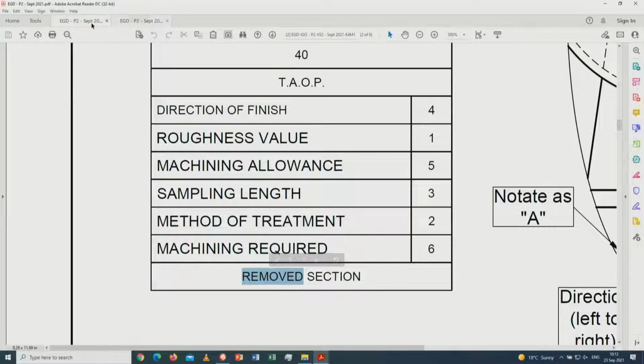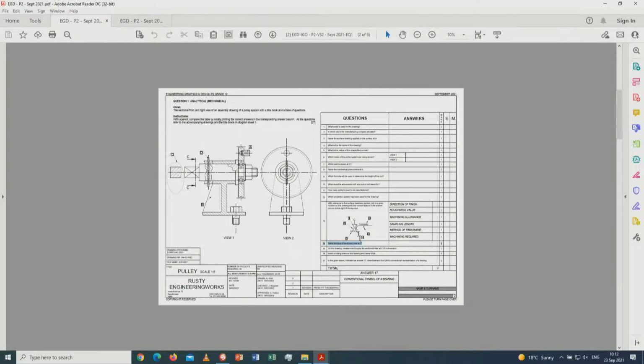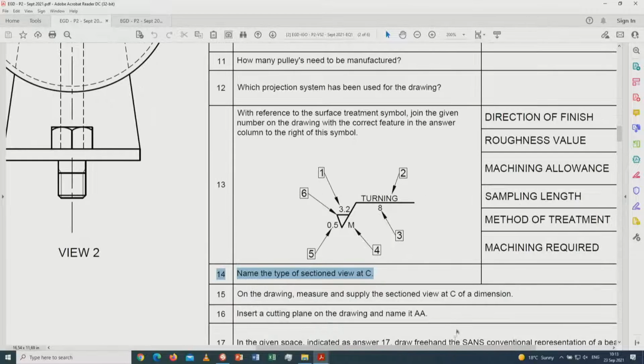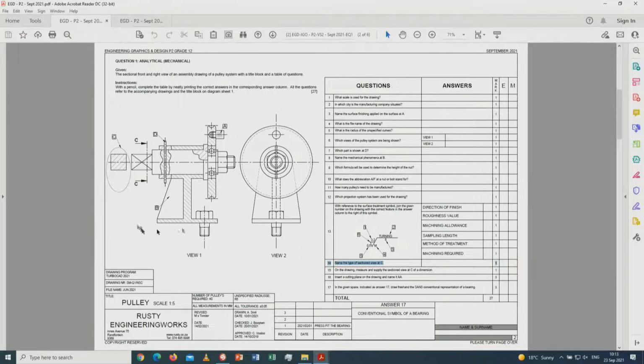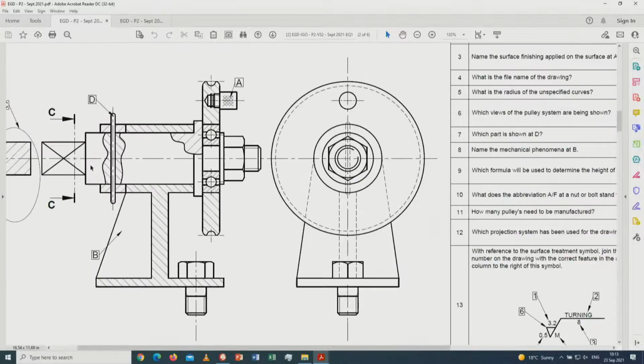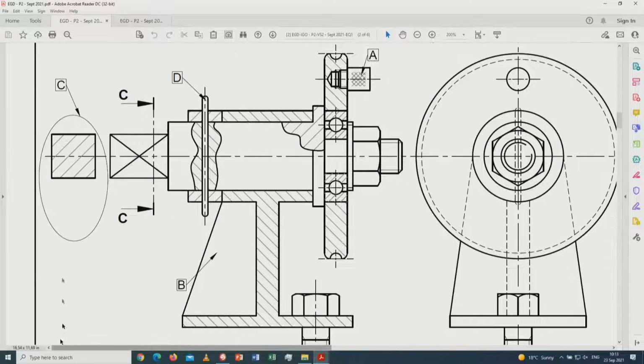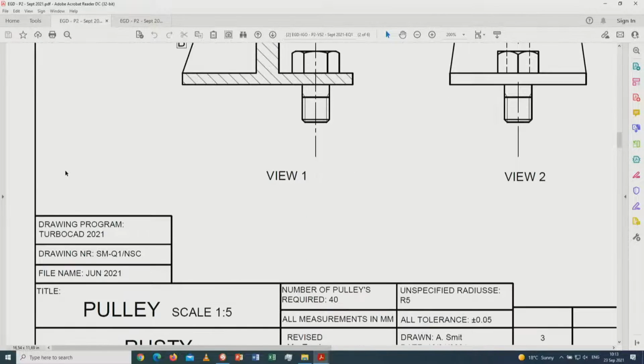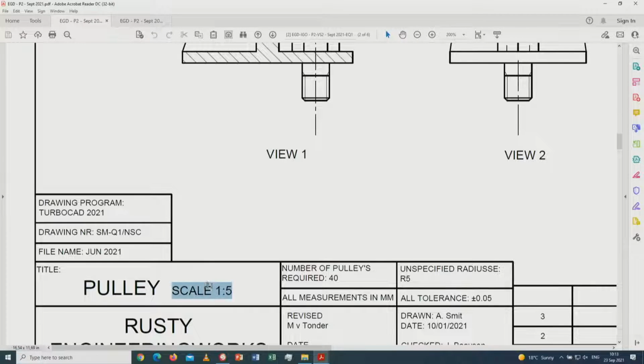Okay, next question. After this question, it points out to you on the drawing, measure and supply the sectioned view C with a dimension. So you have to supply the area at C with a dimension. Now, there's already controversy going on in this regard, ladies and gentlemen, because in fact, a scale of 1 to 5 was used. So therefore, the scale of 1 to 5 was used in that case.